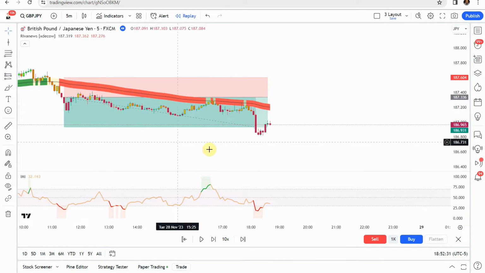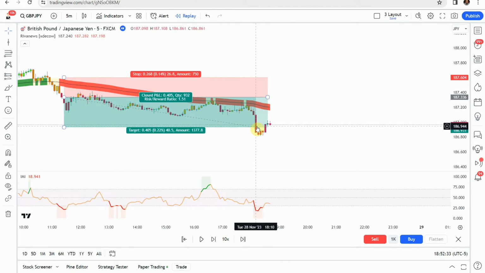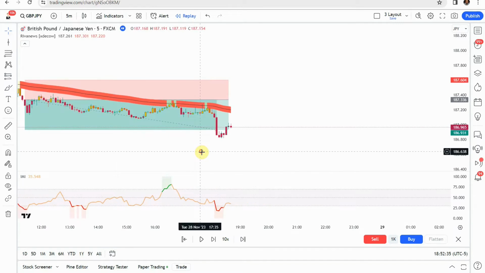Alright, so it takes a little bit longer, but you see that we finally make this nice push to the downside, getting us to our take profit once again. Alright, so that puts us at the end of the testing right there.